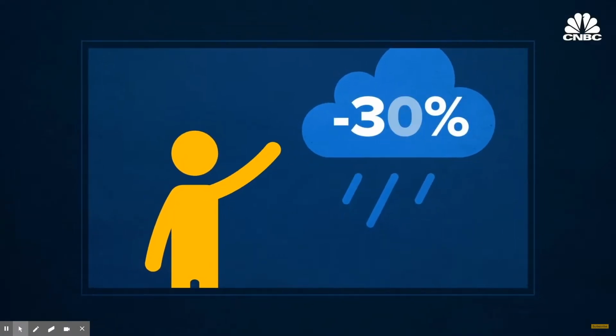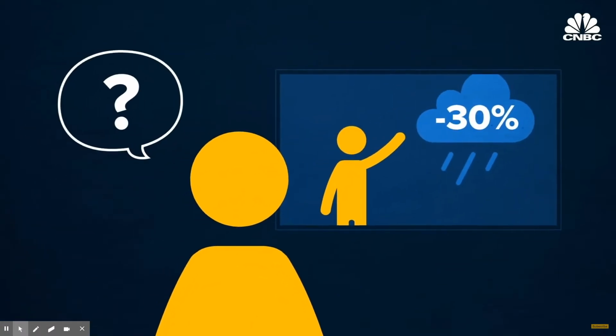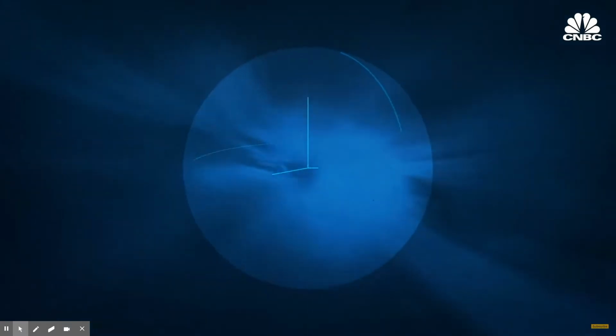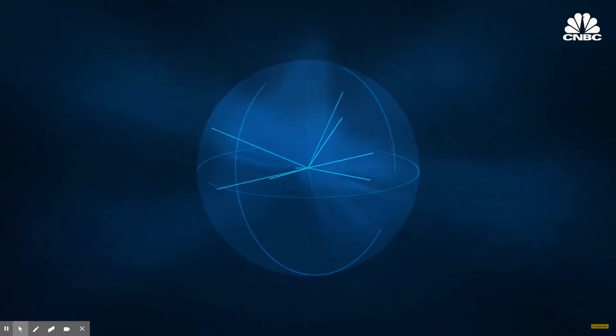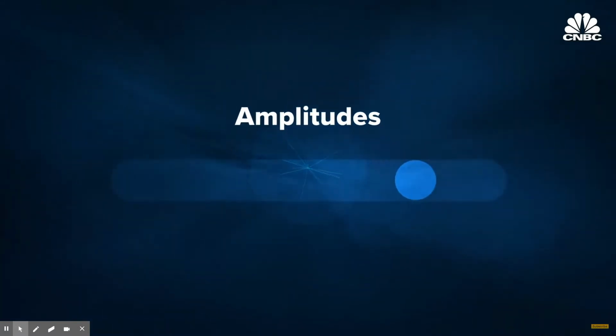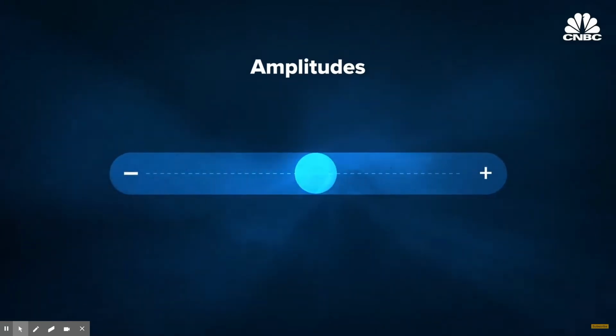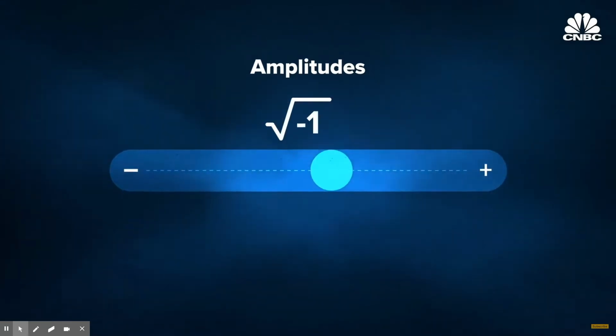You never hear your weather forecaster say, well, there's a negative 30% chance of rain tomorrow, right? That would just be nonsense, right? The chance of something happening is always between 0% and 100%. Okay, but now quantum mechanics is based on numbers called amplitudes. Amplitudes can be positive or negative. In fact, they can even be complex numbers involving the square root of -1.